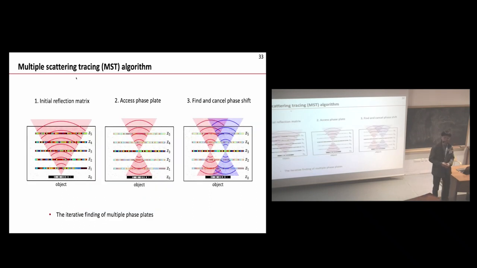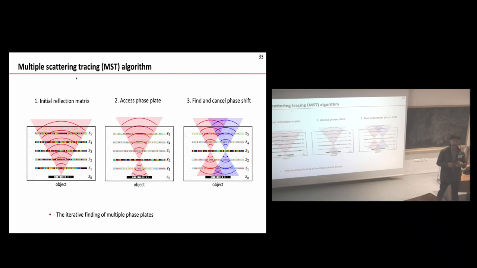But then solving this is now straightforward because I already explained how to find a single phase plate, okay? So now if you have multiple phase plates, then you change your basis to a certain distance and you find it, and you go to another and you find it. You do this iteratively, and then you can gradually find multiple phase plates like that, okay?